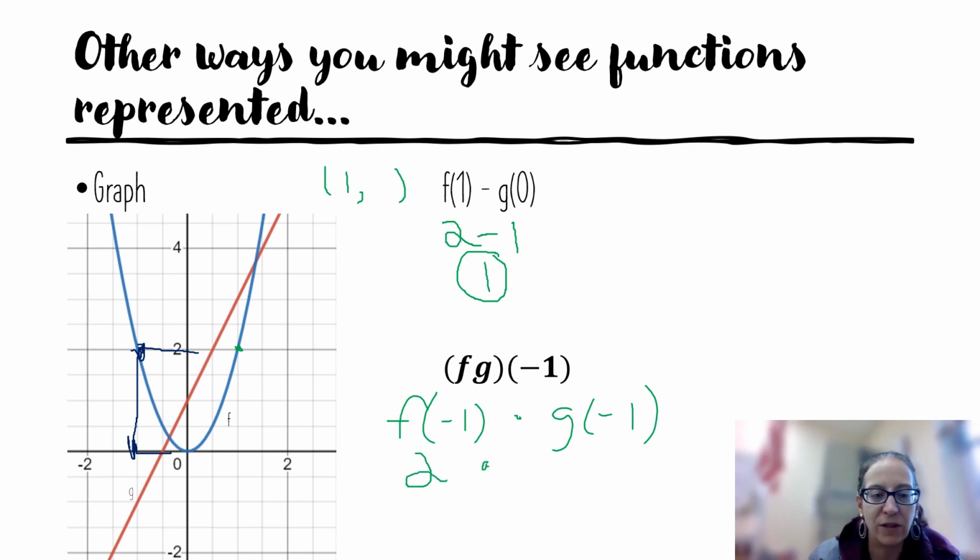And now I have to do the same thing with that g. So coming down here, this would appear to be at -1. So that's going to be 2 times -1, or -2.